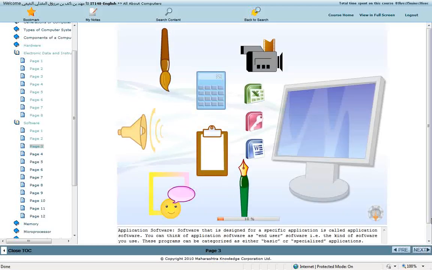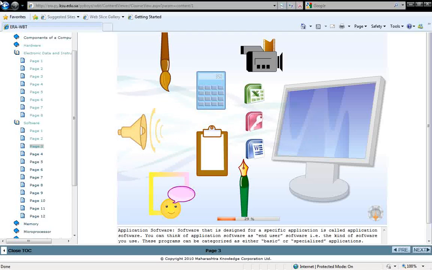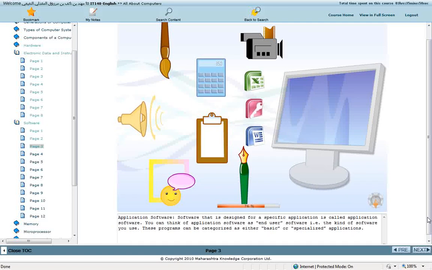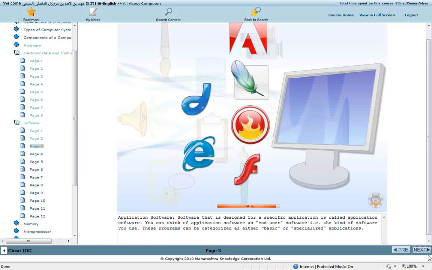Application software. Software that is designed for a specific application is called application software. You can think of application software as end-user software. That is the kind of software you use. These programs can be categorized as either basic or specialized applications.